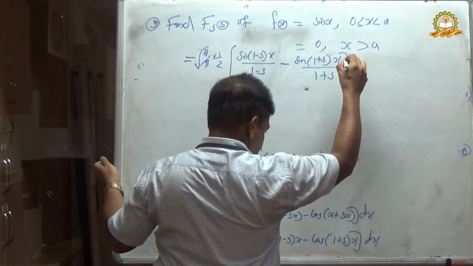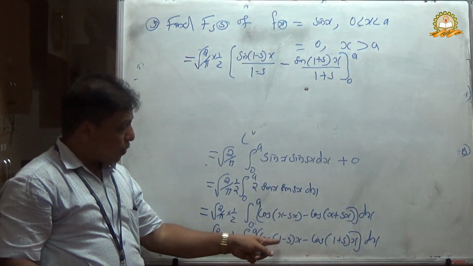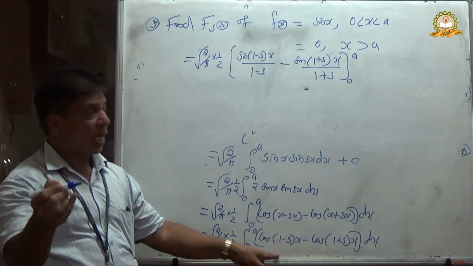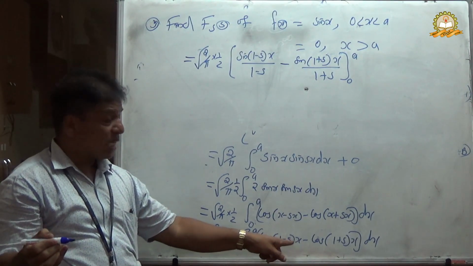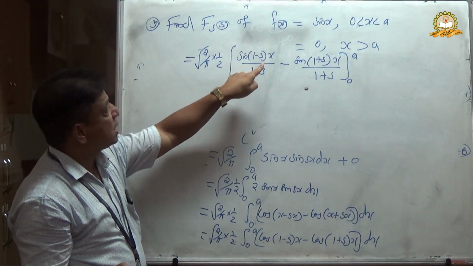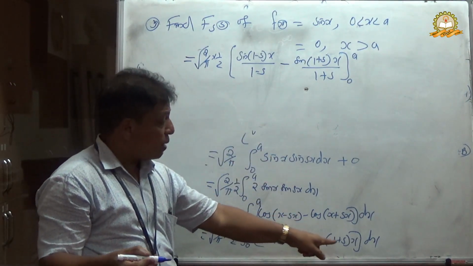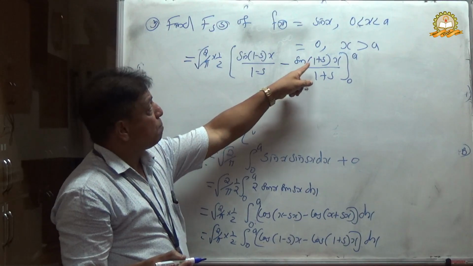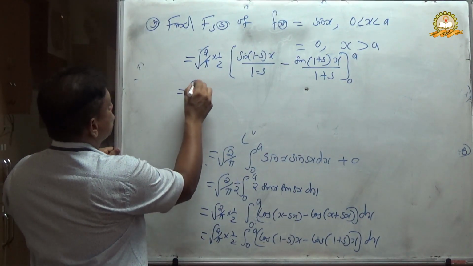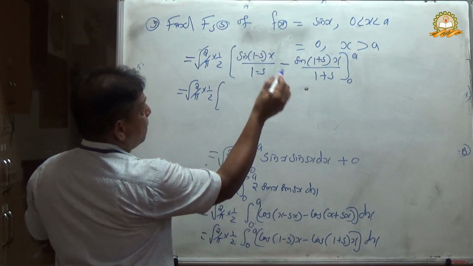This is the integration part. Apply the integral of cos x. Integral of cos x is equal to sin x. Here cos 1 minus s into x. Therefore, we write it as sin 1 minus s into x divided by 1 minus s minus sin 1 plus s into x by 1 plus s. Then applying the limit, root of 2 by pi into 1 by 2, applying the upper limit.